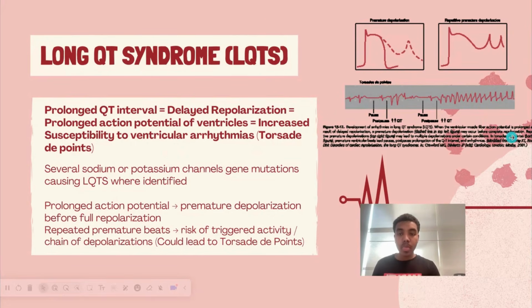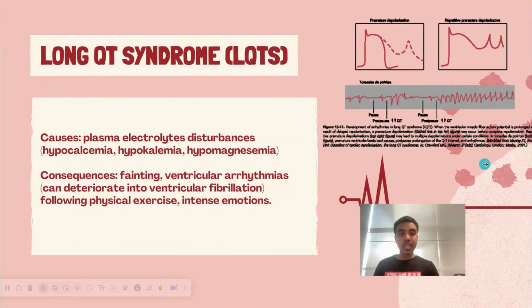All right. You may ask, why does this happen? This is caused by plasma electrolyte disturbances, especially when you have low calcium, low potassium, and low magnesium in the blood. It can cause fainting. Ventricular arrhythmias can deteriorate into ventricular fibrillation following physical exercise or intense emotions.